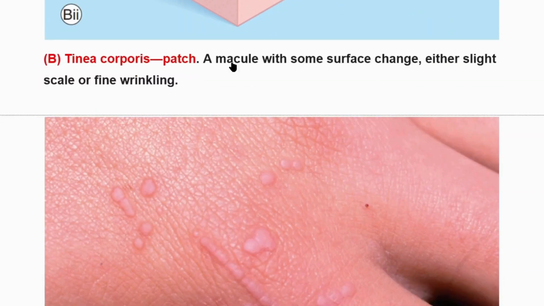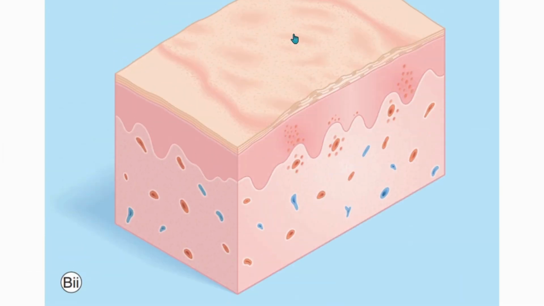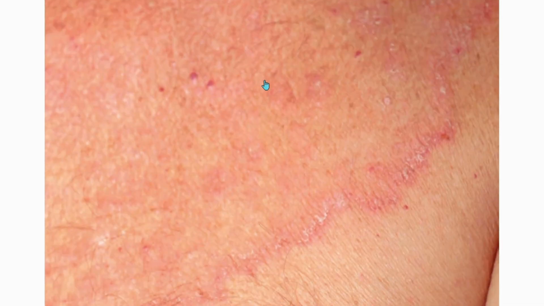B. Tinea corporis. In tinea corporis, the lesion is called patch, a macule with some surface change, either slight scale or fine wrinkling. As we can see in this diagram, we can see patch in tinea corporis. In this photo also we can see the patch of tinea corporis. The lesion has slight scaling and wrinkling.